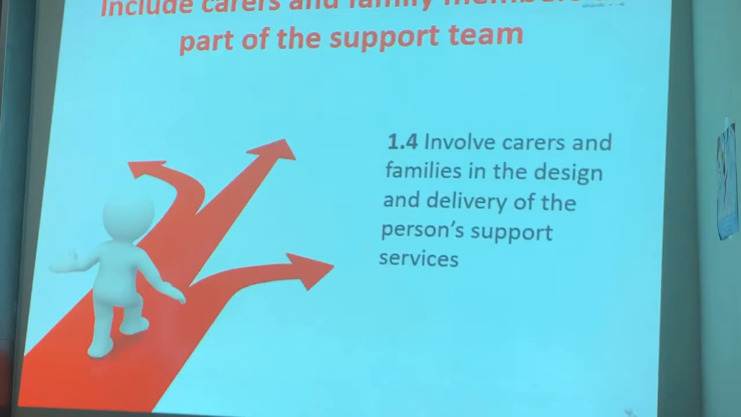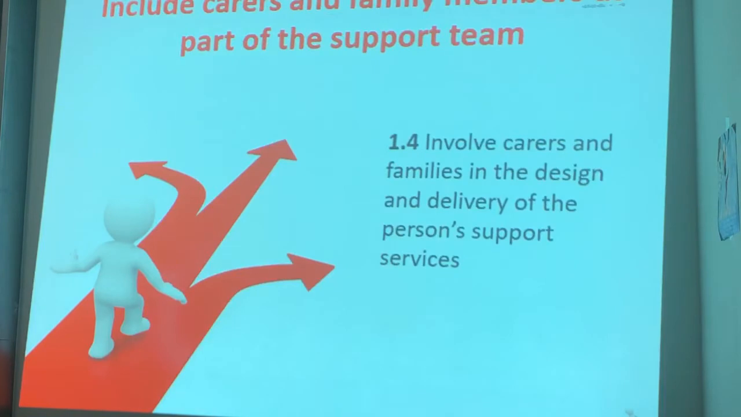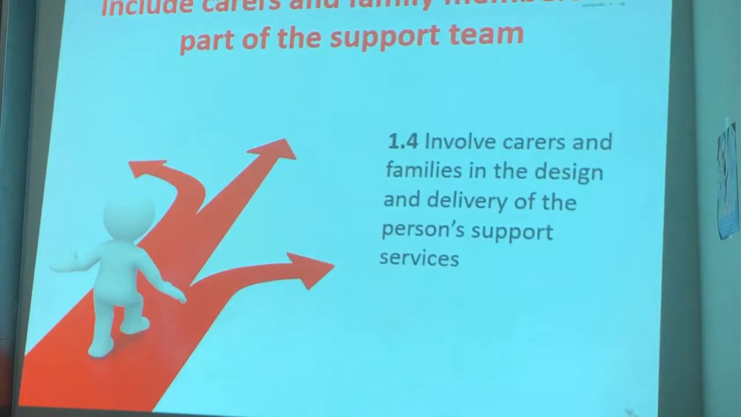Next, we have involved carers and families in the design and delivery of person support services. So in the previous unit, we already discussed that we encourage the family members and the client to be present during the time that we are organizing the care plan designed for the client. Okay, we encourage them to be there, to listen, and we encourage them to make any suggestions if they think that the care plan is not comfortable for the patient. Of course, we also encourage the client to decide and ensure that the client understood what is written in the care plan.